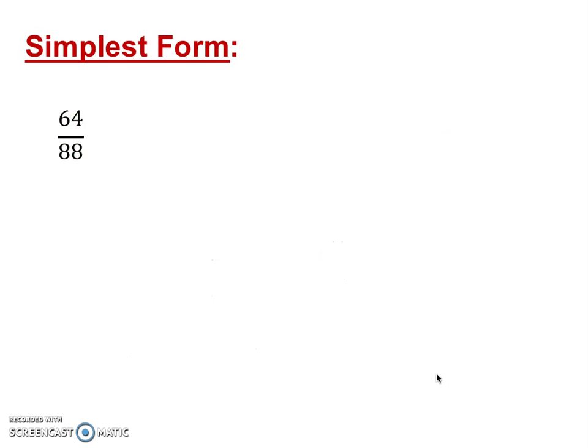Alright, let's look at these. If I have 64/88ths, you might look at that and realize right away that 8 is a common factor of both of those. 64 divided by 8 gives me 8, and 88 divided by 8 gives me 11. So some of you are going to see that right away.